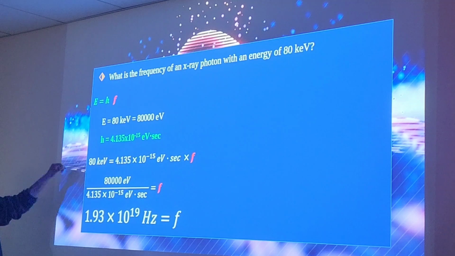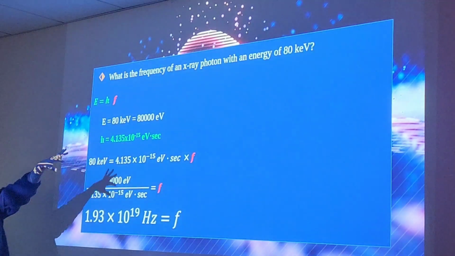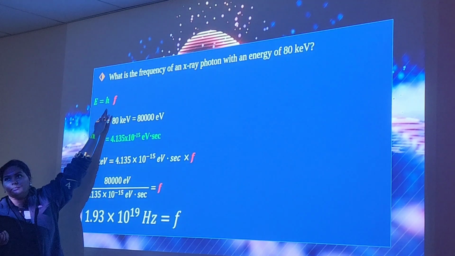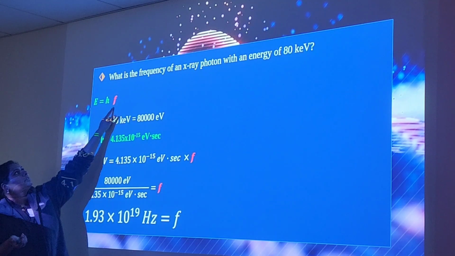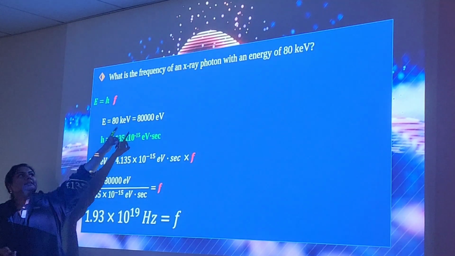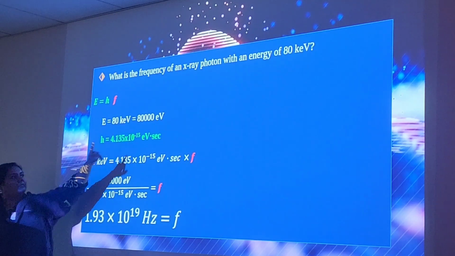So we have to set up the equation. We already know the energy in this equation, and we know what H is, because it's Planck's constant, right? So now we need to figure out what F is. Well, first we need to convert that 80 keV to electron volts. We already know what kilo stands for, which is 1,000. So 80 times 1,000 is 80,000, okay?